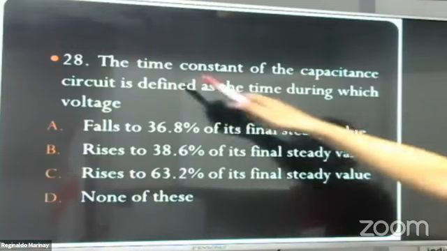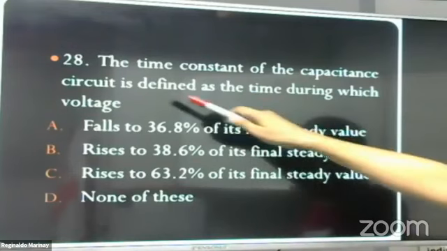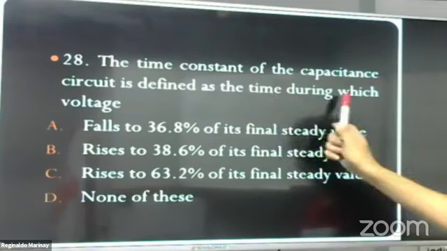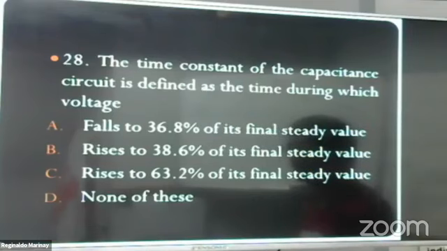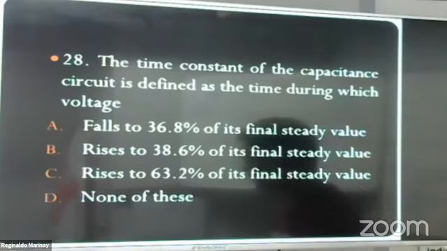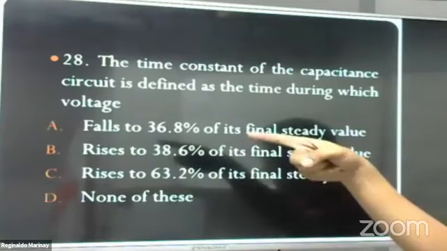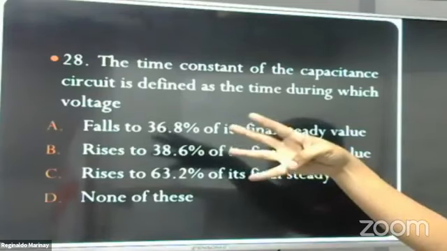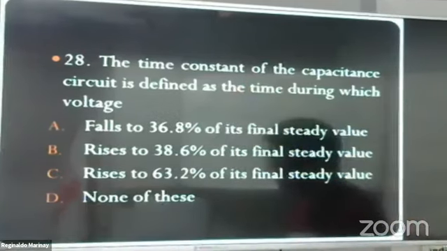The time constant of the capacitance circuit is defined as the time during the voltage. What? Okay, raise your hand. Be first, ha. The prize is we will applaud you on Zoom. They can read that, right? Quick. A, B, C, D. Quick. Logic. What?